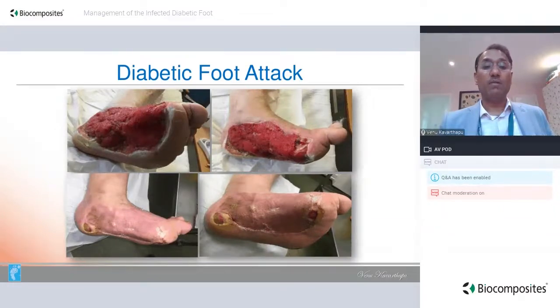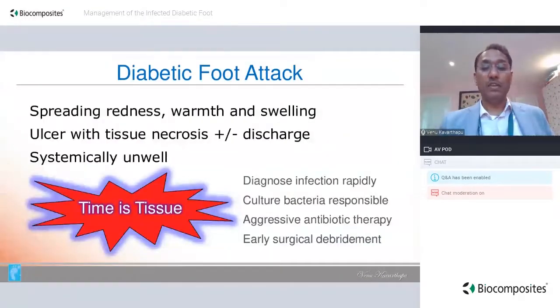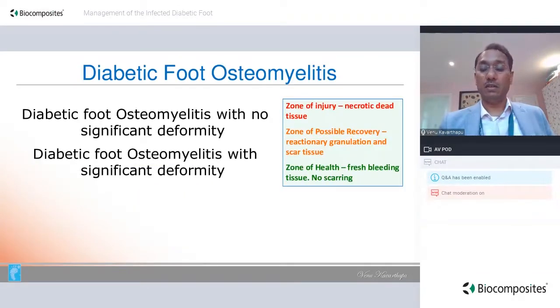Another example of diabetic foot attack, again adequately debrided, with a good granulation tissue response and skin grafting. So just to recap, if the diabetic infection is associated with spreading redness, significant local warmth, and a large area of swelling, with or without ulceration, but with evidence of tissue necrosis, and the patient is systemically unwell, one has to give this immediate attention, because this is a diabetic foot attack presentation, and the appropriate principles must be followed.